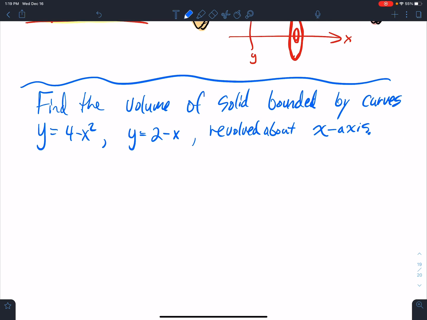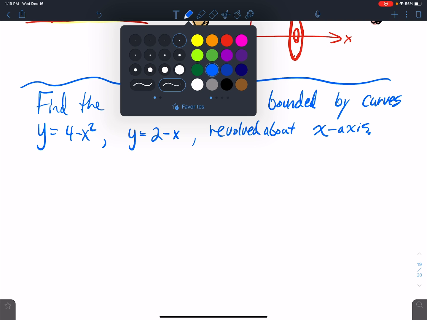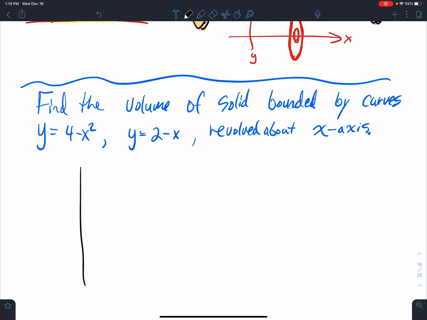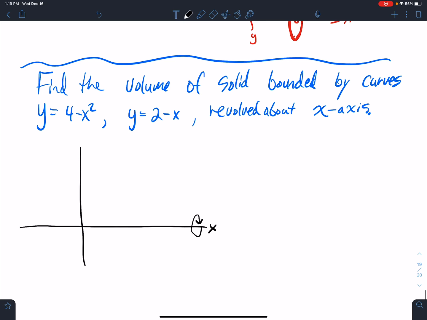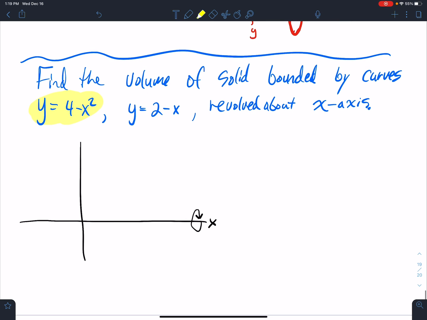So I'm going to revolve about the x-axis. I need to first draw my graph. So I'm going to spin it about the x-axis. I know that. Okay? y equals 4 minus x squared. So it's a parabola. It's a negative parabola. It's shifted up 1, 2, 3, 4 units. Okay? And then it comes down like this. Crosses the x-axis at 2 and negative 2.